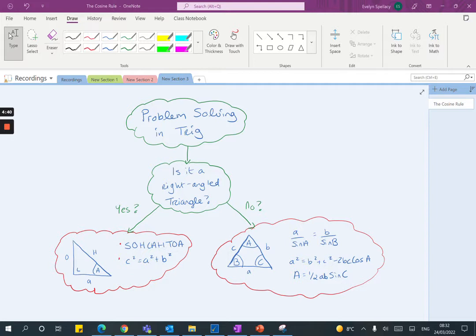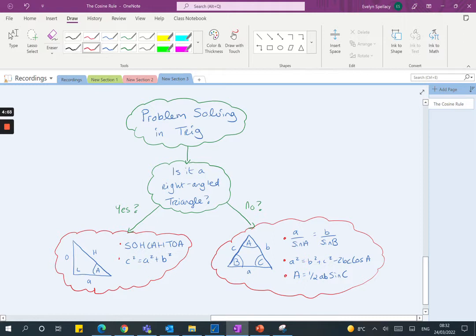So the first question I always ask myself is, is it a right angled triangle? And if yes, it is a right angled triangle, then our toolbox consists of SOHCAHTOA, or sine, cos and tan ratios, or Pythagoras, c squared is equal to a squared plus b squared. If it's not a right angle triangle, then our key toolkit involves the sine rule, the cosine rule, and the area of a triangle formula. So my sine rule, my cosine rule, and my area of a triangle formula, which are the new formulas that we have done this year.